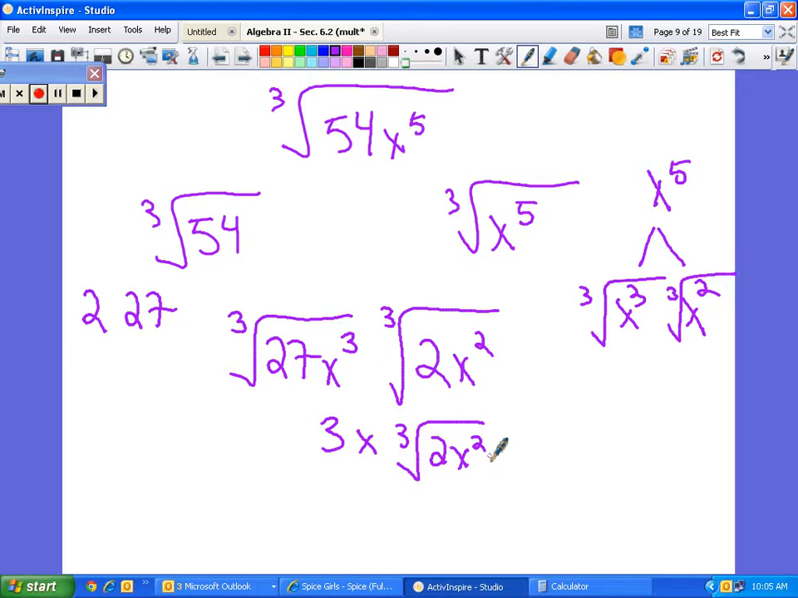So you just put whatever you get from the x to the 5th there. We made 2. Oh, I get it. All my perfect cubes are together, and all my leftovers are together. Cool. Okay? Alright, does anybody have any other questions about this?